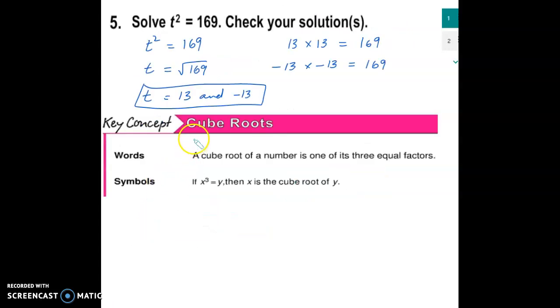The next topic in this lesson is the cube root. A cube root of a number is one of the three equal factors. In the square root, we look for two of them, but in the cube roots, we have to look for three equal factors. For example, 8 I can write as 2 times 2 times 2. So 2 times 2 is 4, 4 times 2 is 8. So 8 is a cube number, and we can find the cube root, which is one of the 2's.